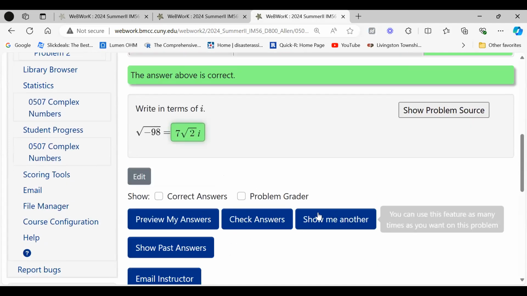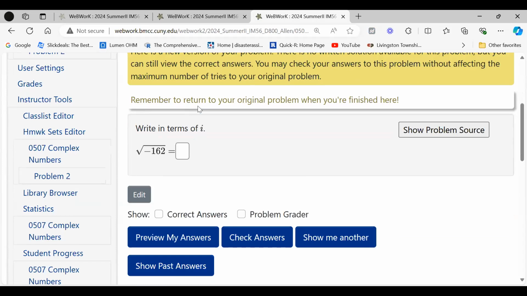Okay, so let's try another one. Okay, you guys try this.